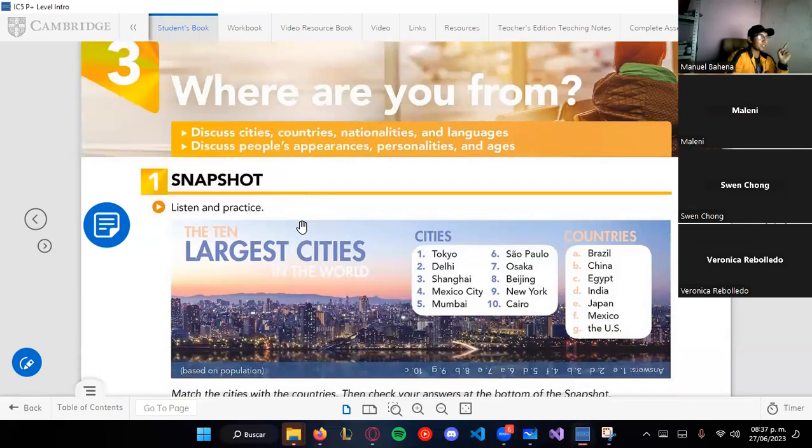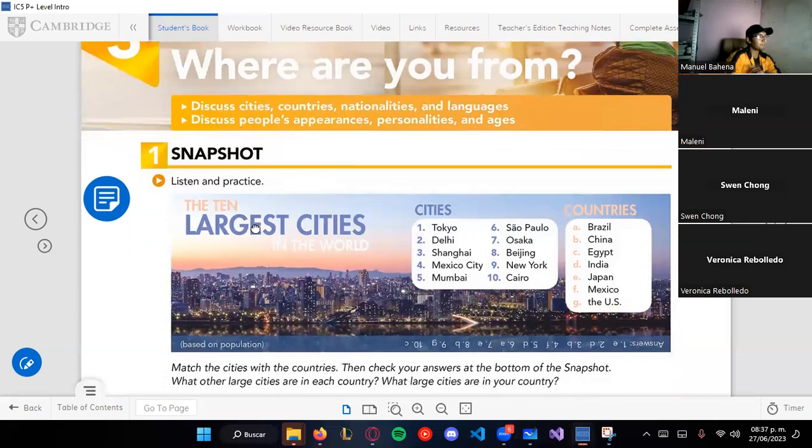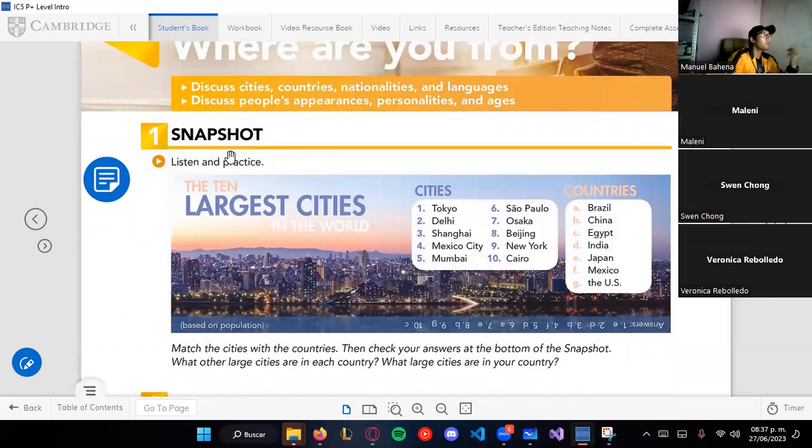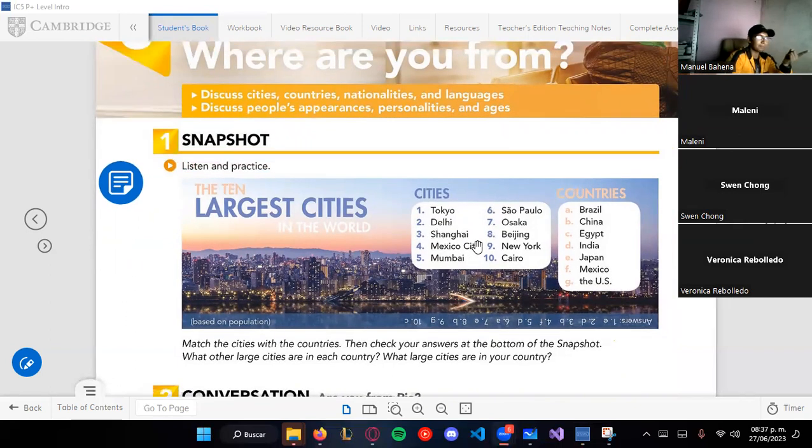Number one, snapshot. It says, listen and practice. Okay? So what are we going to do? Listen and practice. Escucha y practica. Exactly. We're going to listen first. Vamos a escucharlo primero. Then we're going to repeat. Después lo vamos a repetir. Okay? So, perfect. Let's hear it. Vamos a escucharlo.